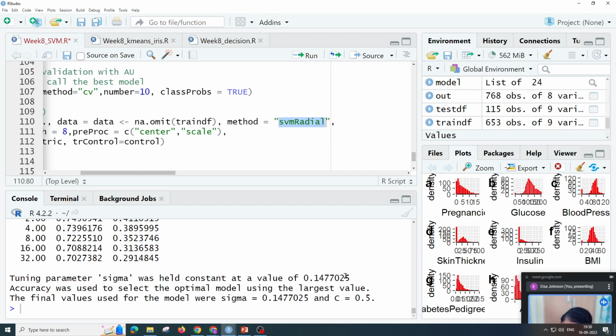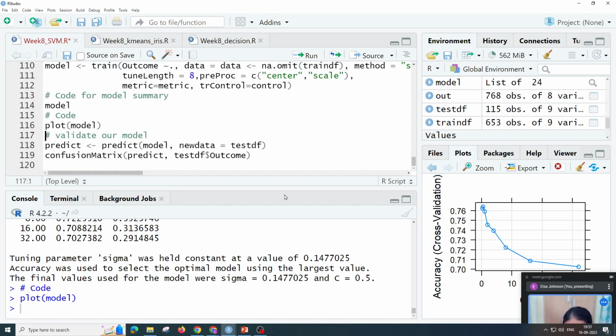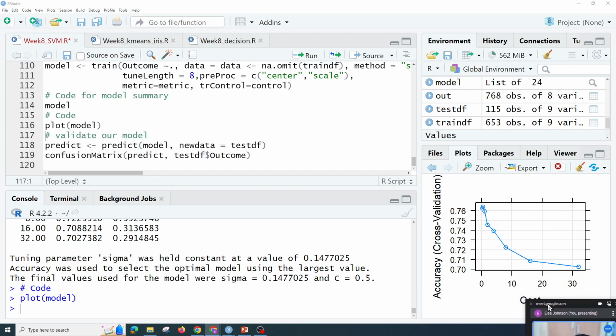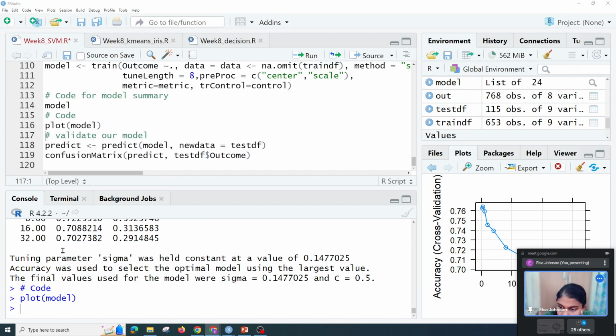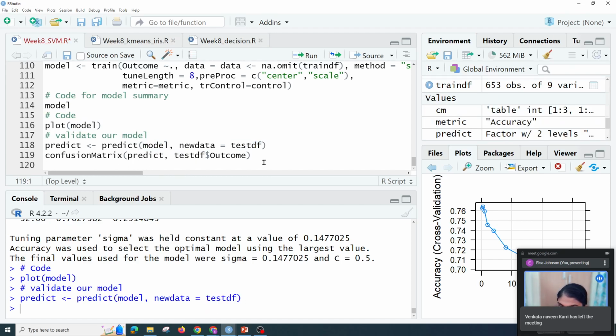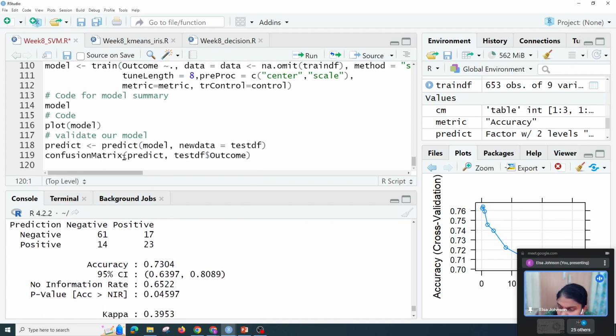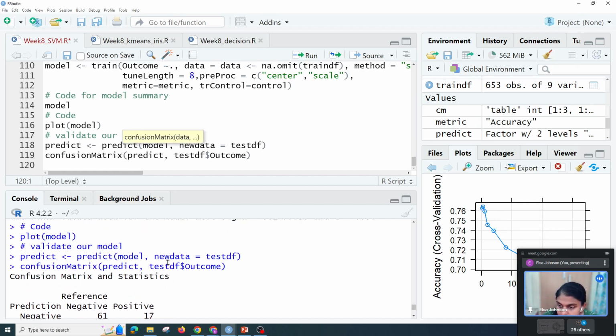These are all parameters of the particular classifier. Now the model summary, and we'll plot the model. This is what the model looks like for the different cross validation, the accuracy and the cost function. Right now we have trained with the training data. Now we will apply that model to the test data, so we'll predict, and the confusion matrix also will be there, the usual function that we have seen in the previous lectures.